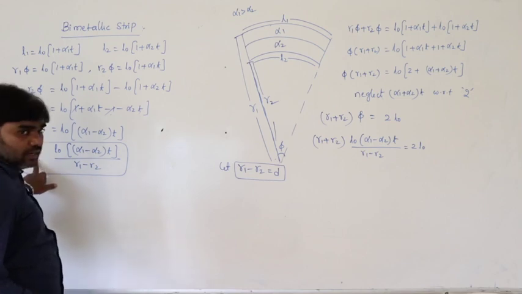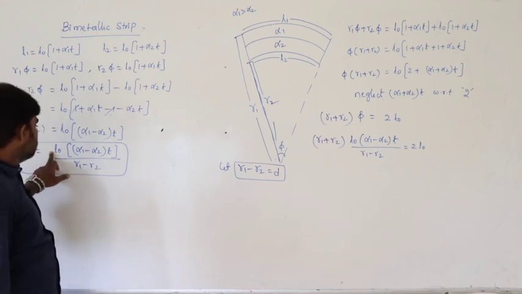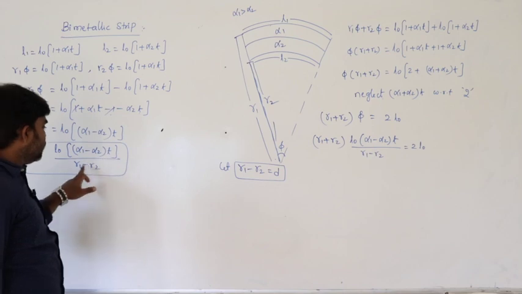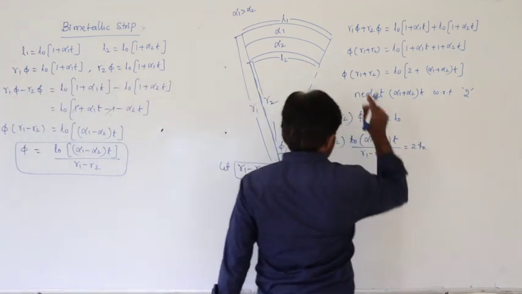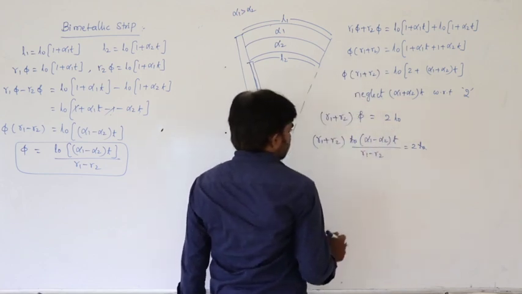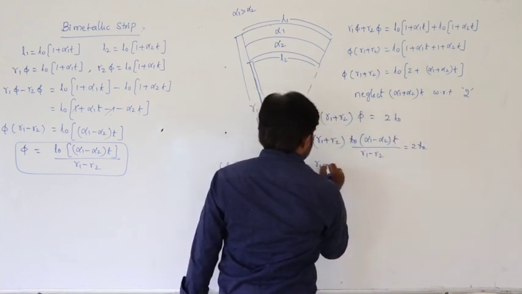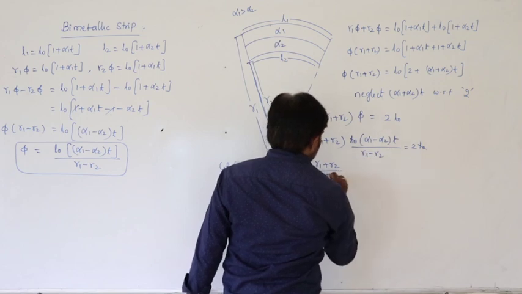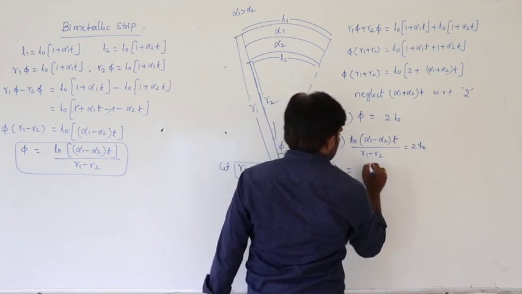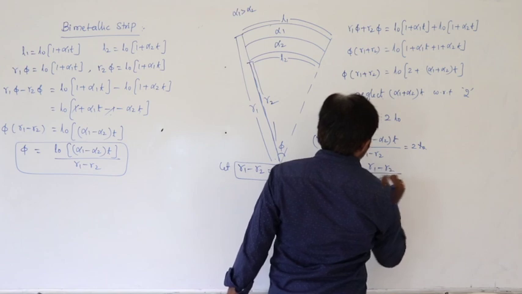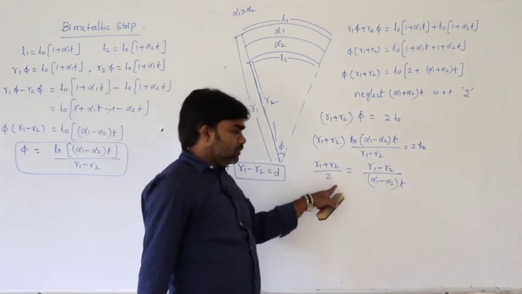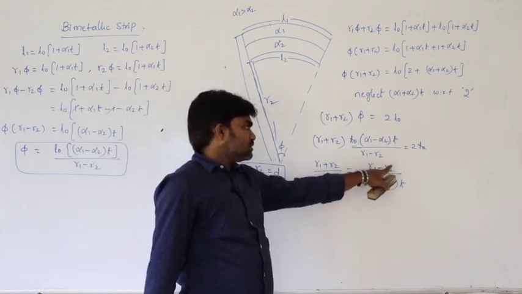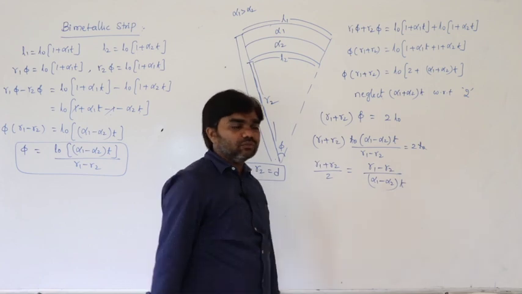Phi value we already calculated here, that is L naught into alpha 1 minus alpha 2 into T by R1 minus R2. So here L naught gets cancelled, and R1 plus R2 by 2, this 2 comes to this side, is equal to R1 minus R2 by alpha 1 minus alpha 2 into T. R1 plus R2 by 2 is equal to R1 minus R2 by alpha 1 minus alpha 2 into T.